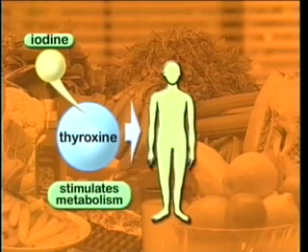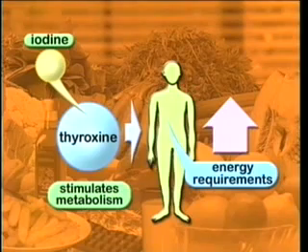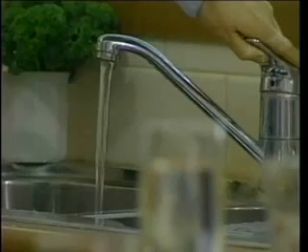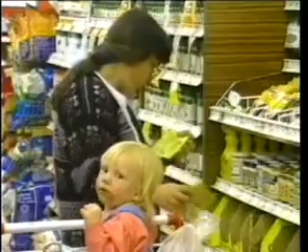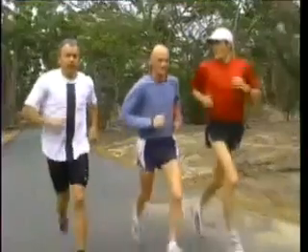The mineral iodine is an essential part of the hormone thyroxine that regulates the body's metabolic rate. The higher the metabolic rate, the greater the energy requirements. And of course, water is also essential because all chemical reactions occur in water-based solutions. So for our bodies to produce energy, we need to eat more than just carbohydrates, fats, and proteins. That would be like trying to heat a room with just plain gas. A few more bits and pieces are needed.